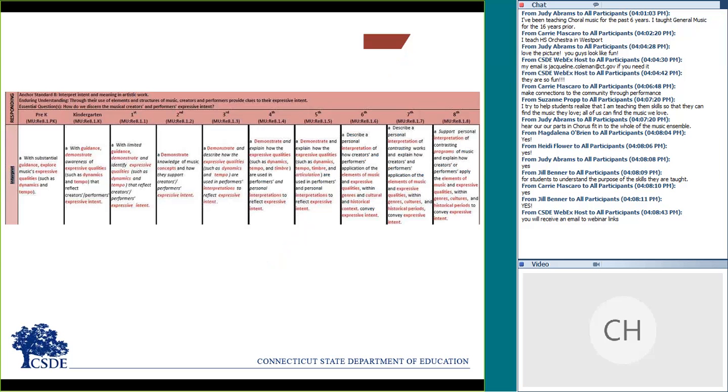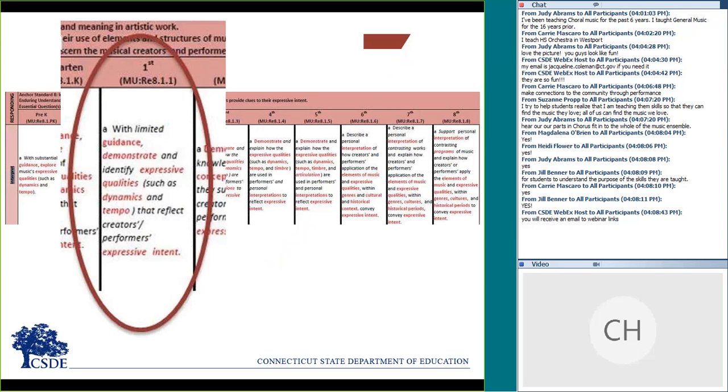Thanks, Margaret, for that totally awesome summarization of the all-encompassing pyramid of NCAS. So now let's get down to instruction. Today I'm going to zoom in on this particular standard, again returning to my first graders. With limited guidance, demonstrate and identify expressive qualities, such as dynamics and tempo, that reflect creators and performers' expressive intent.